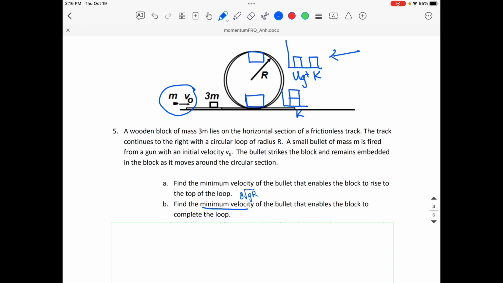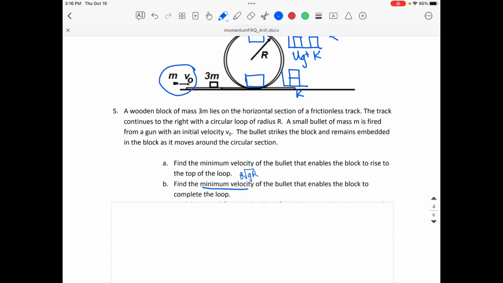Because of the energy loss through the inelastic collision, this is going to be a 2-step problem. The first step is going to use conservation of energy. I have kinetic energy at the bottom, of the bullet and block, so I'm going to add them together and call that 1/2 4m v squared.